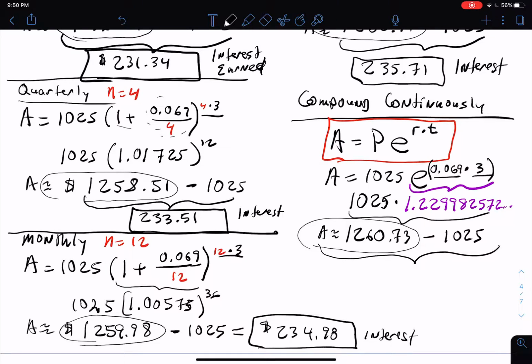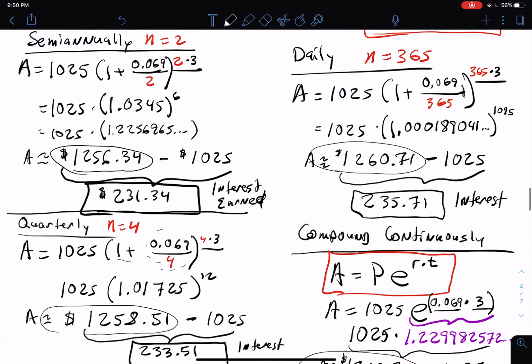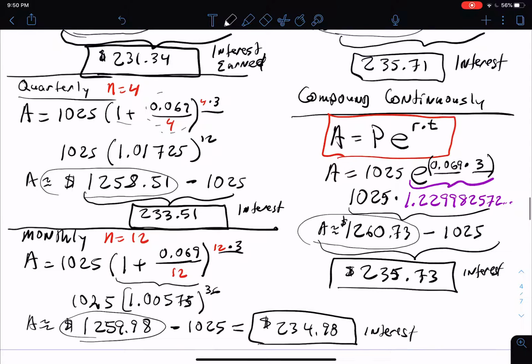And now we're going to have, these are dollars, the interest that grew, $235.73. That's supposed to be a 5 there. These are dollars, and this is interest. And since that's compounded continuously, you can see that is the biggest growth. 235 is bigger than all of the other ones. Not much bigger than compounding it daily. 235 and 71 cents. Oh boy, $235.73, 2 pennies more.